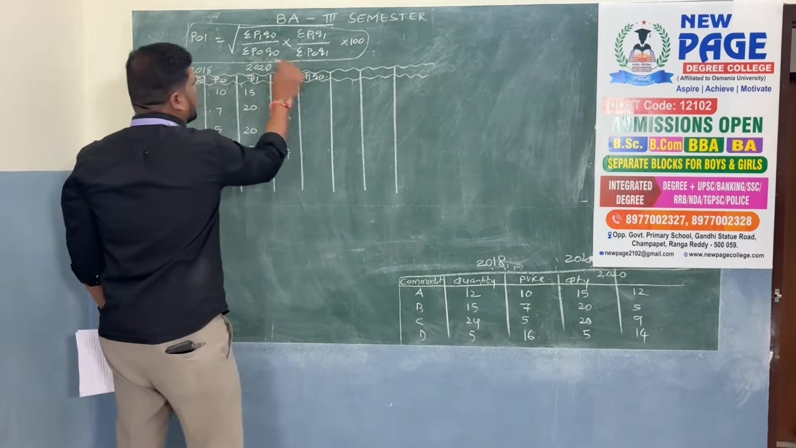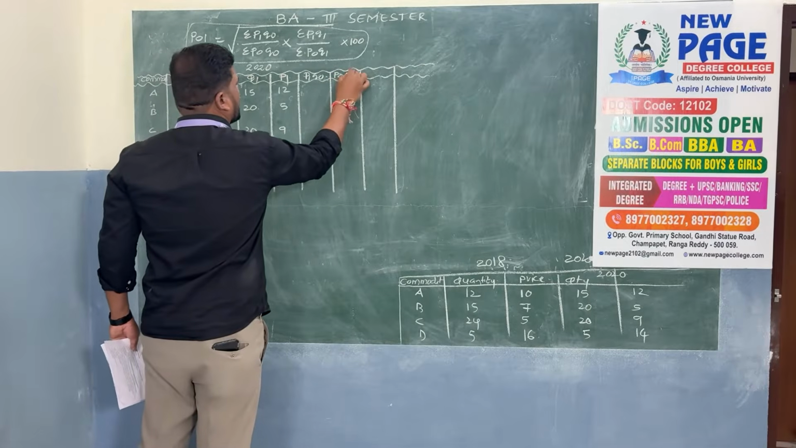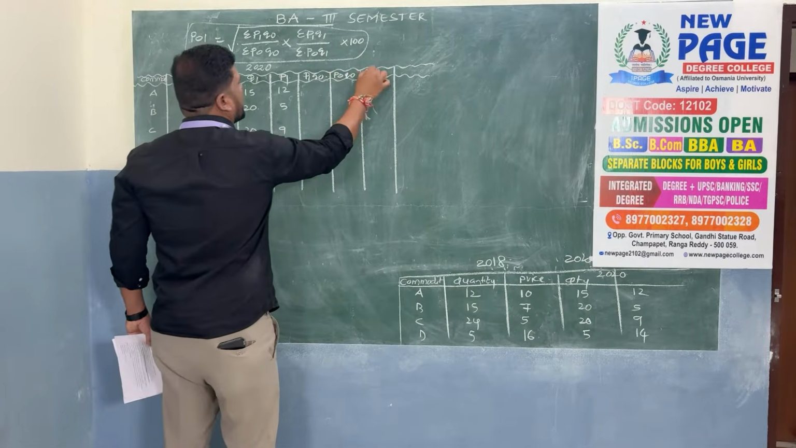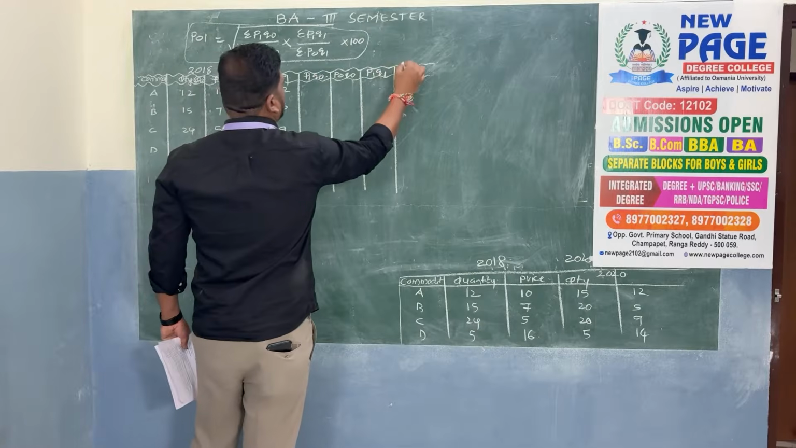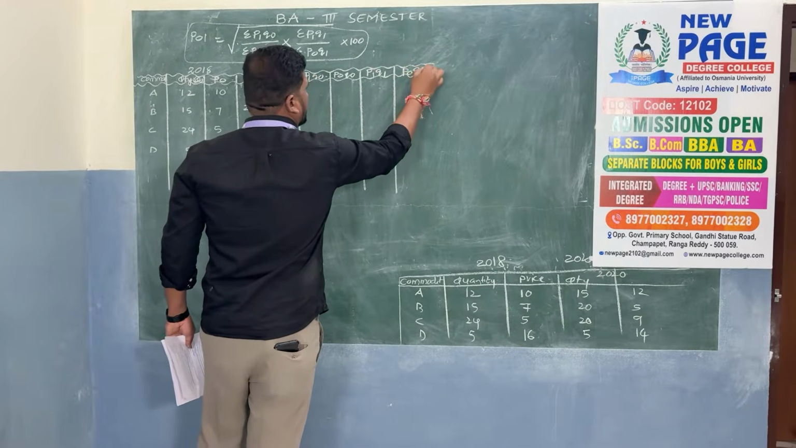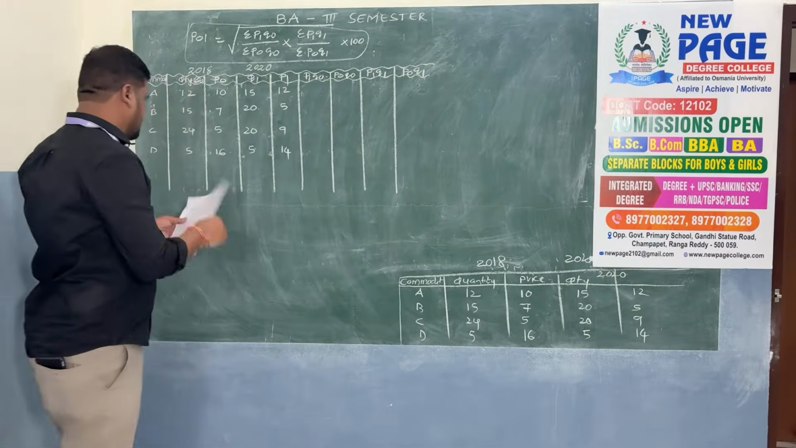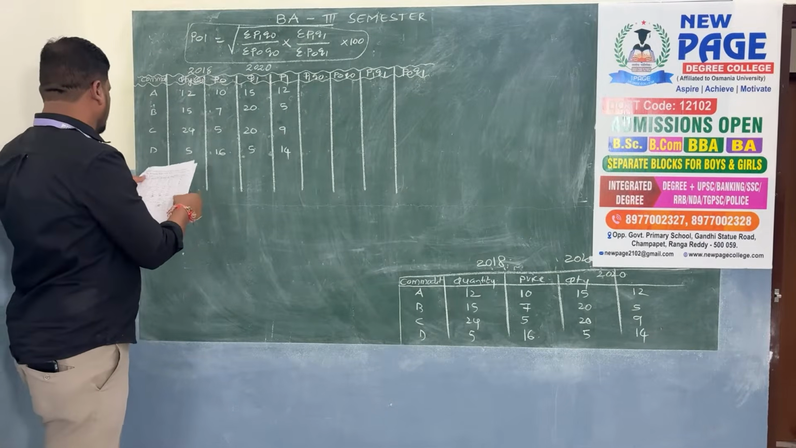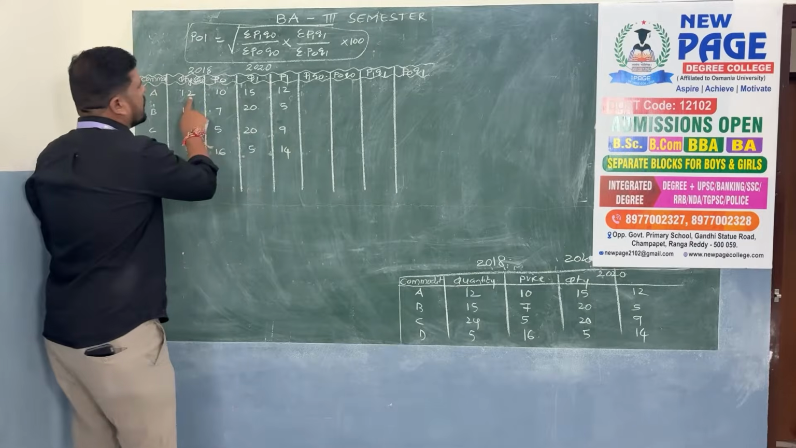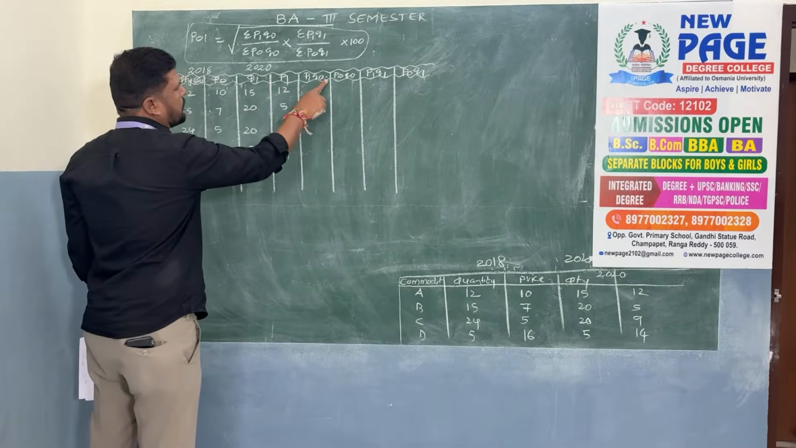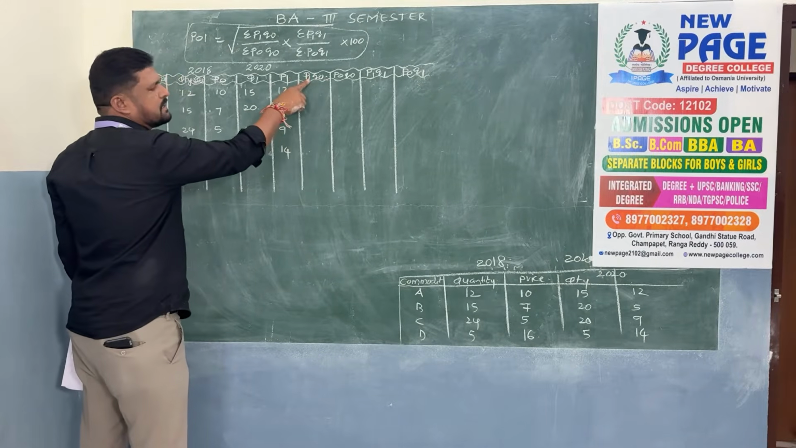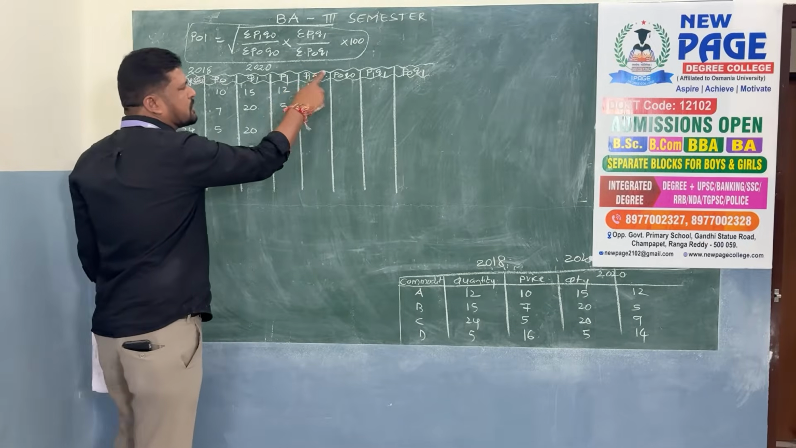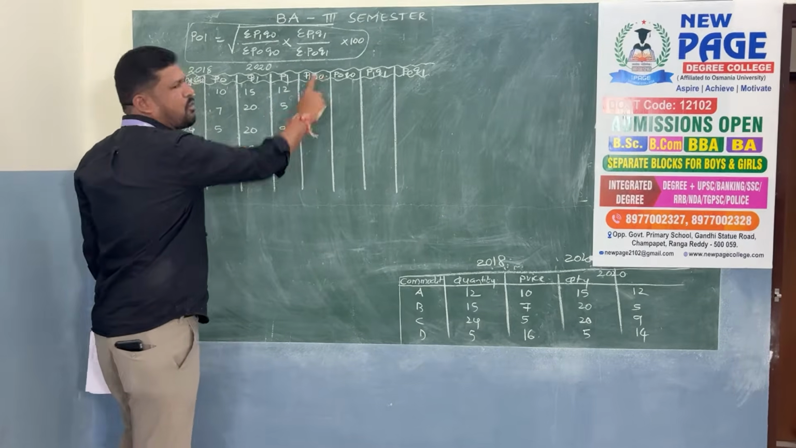Next, P0 into Q0, P1, Q1, P0, Q1. Right? Let's take P1, Q0. Okay? P1 means current year price, Q0 means base year quantity.